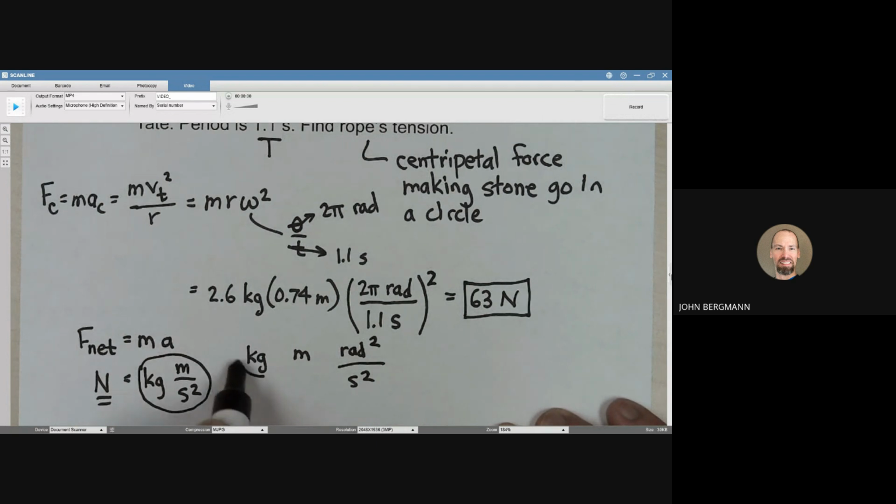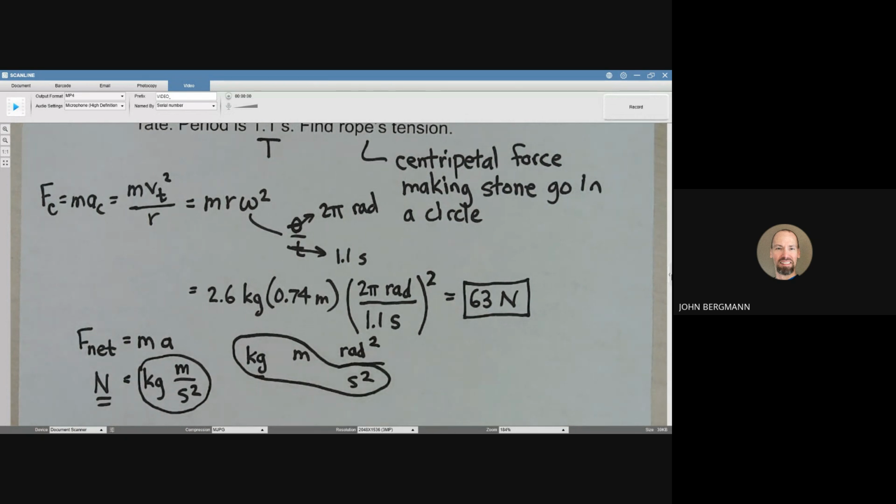Now look at what we have in our case here. There's a kilogram meter per second squared. That's a newton, but then it looks like it's multiplied by radians squared. Here again, we're seeing that a radian is kind of a nothing unit. It's a unitless unit, which completely falls away in this case. 63 newtons is the tension in this rope.